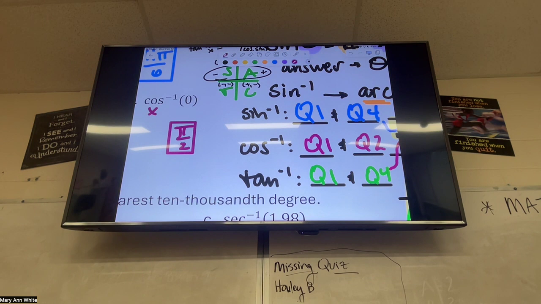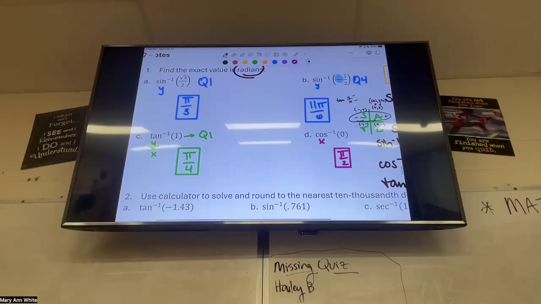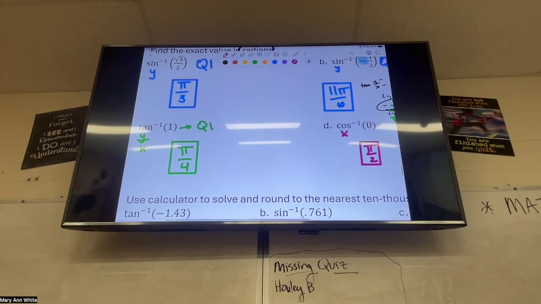The tangent for C, if it was a negative, would it be quadrant 4? If it had a negative right there, then it would be in quadrant 4.